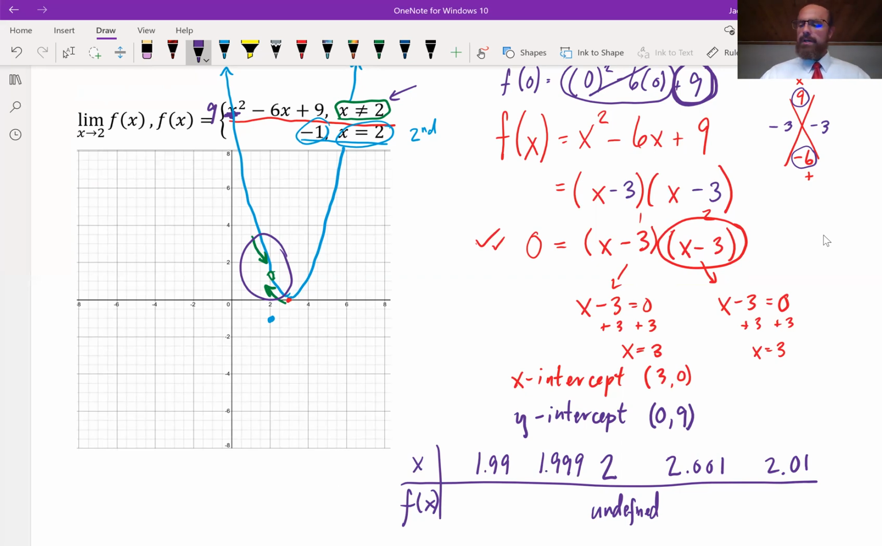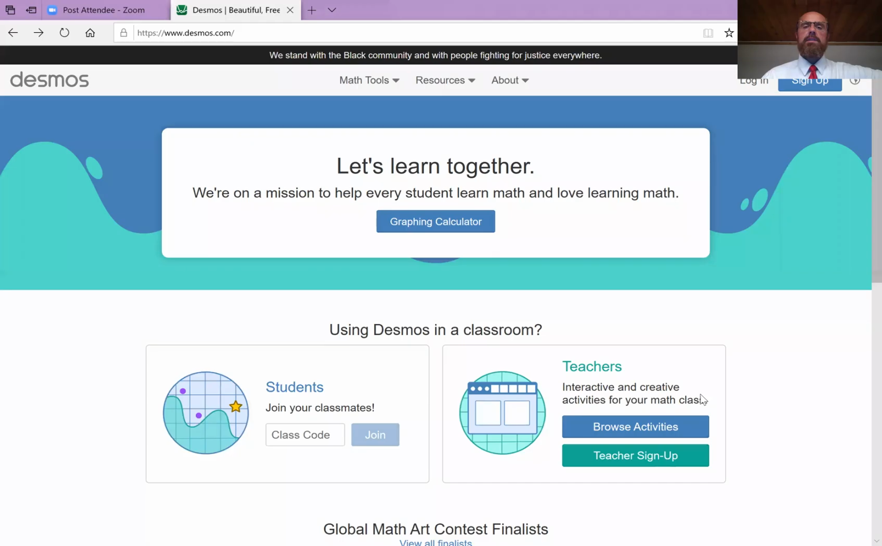Now, to do this, I want to bring in another tool that's in our calculus tool bag, which is the online Desmos.com. So I'm going to share that view, and I want to put that function, x squared minus 6x plus 9, into Desmos with these x values.